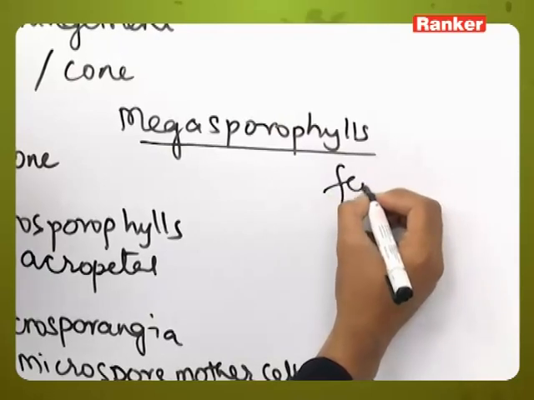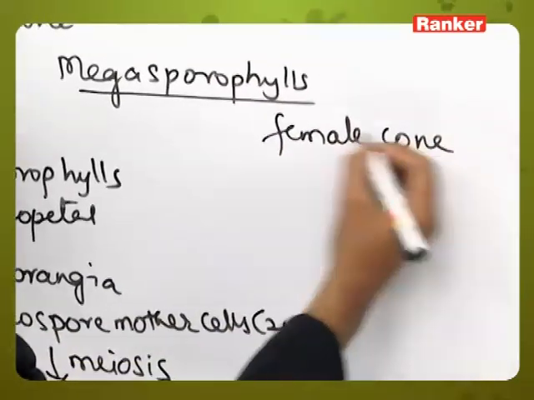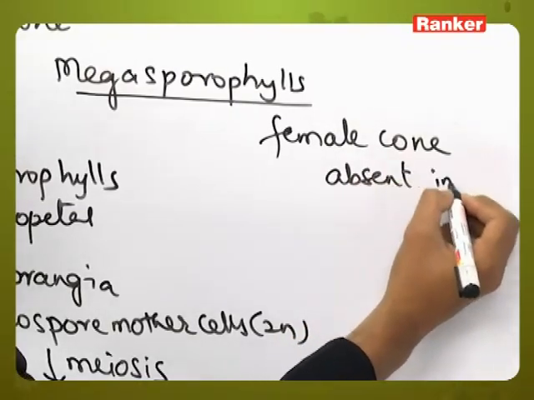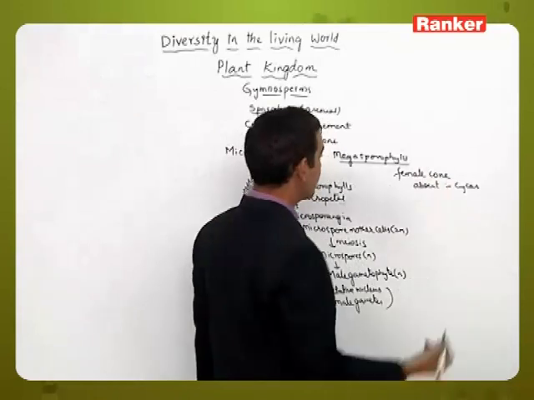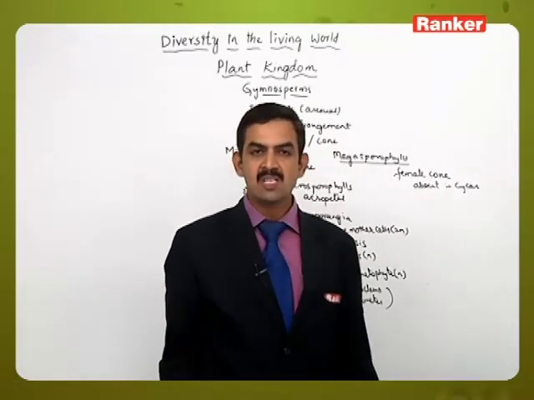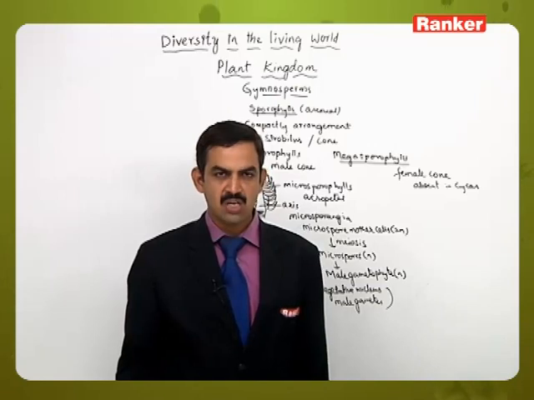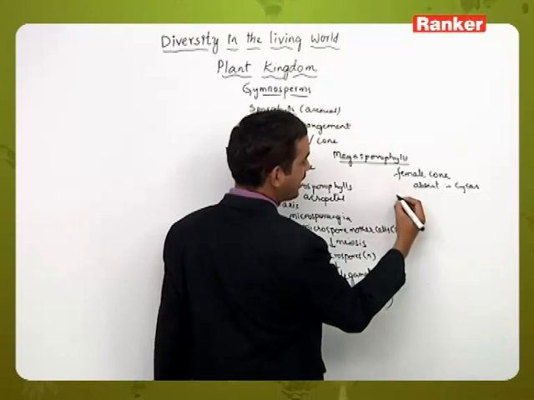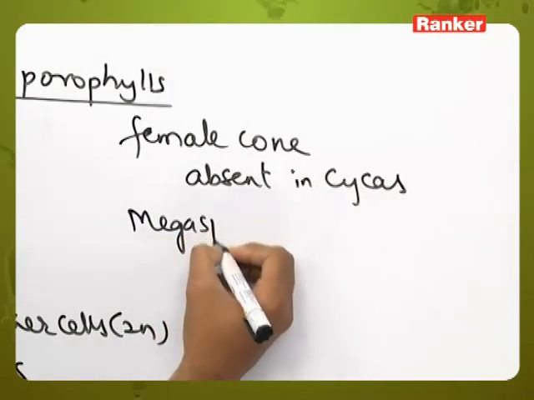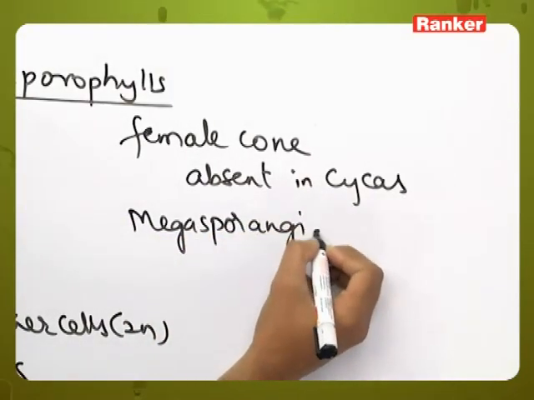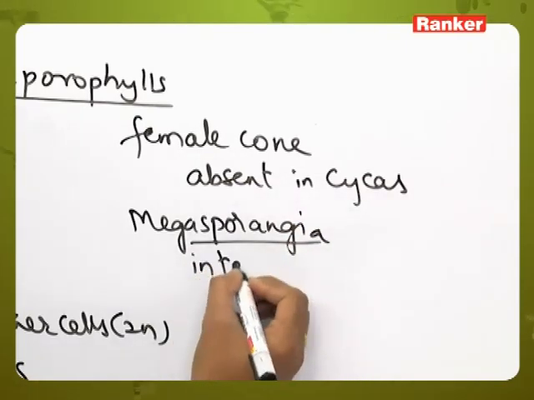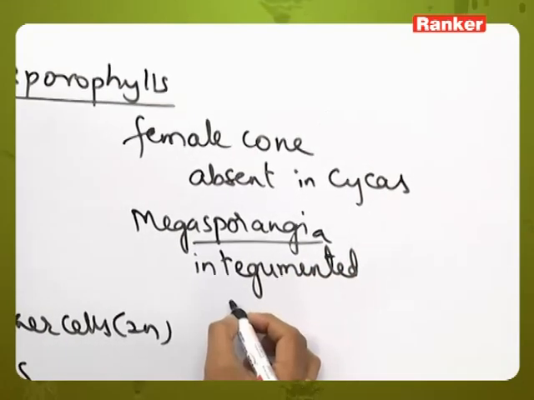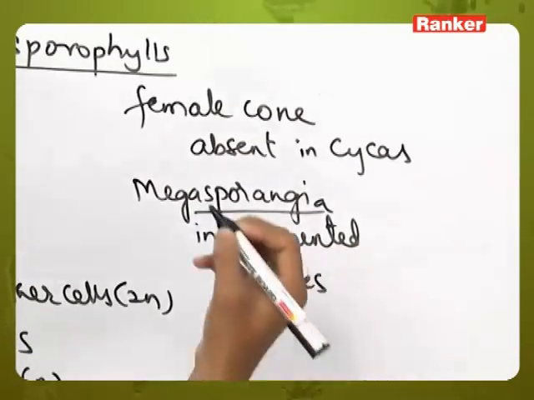Then coming to the megasporophylls, here also the megasporophylls are arranged in a compact manner in some of the members to form a female cone, but in Cycas female cone formation is absent. Why? Because the megasporophylls are loosely arranged. When they are loosely arranged, it does not form a compact structure, so a female cone is not formed. Each megasporophyll contains megasporangia, and these megasporangia have integuments around them. So integumented megasporangia are present, which are called ovules.